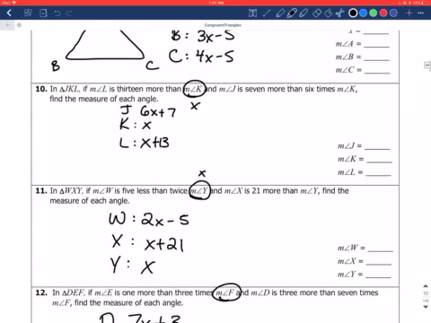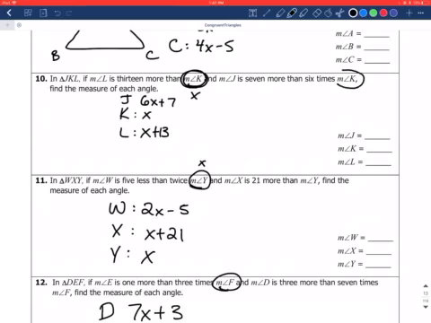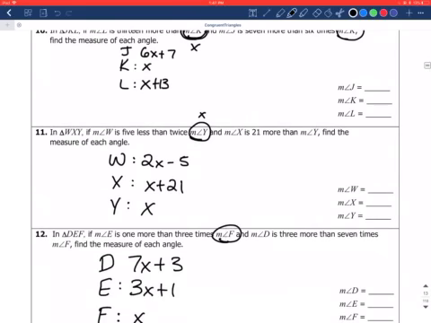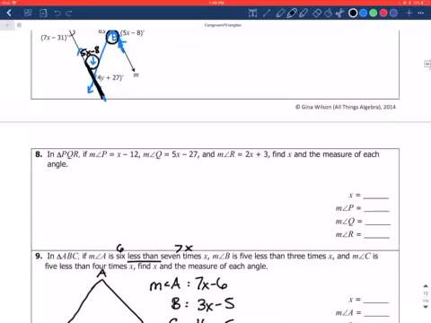I don't think that happens here, but be very careful when they're comparing to another angle. You see how this is 13 more than K and it's 6 times K. 5 less than twice Y and 21 more than Y. And then 1 more than F and 3 more than 7 times F. Sometimes they'll say, hey, that's 1 more than F, but this one is 1 more than E, and they'll make you use this. I don't see that now. It's definitely something that we do in Math 3, but be very careful anytime you're looking for it or anything like that.